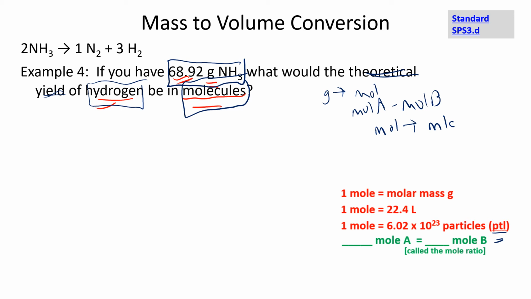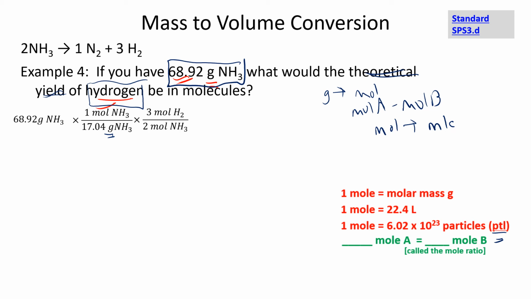So we're going to start our problem like normal. We've got our 68.92 grams of NH3. And I know that I'm going to have to get rid of grams of NH3, so that's going to have to go on the bottom of the first fraction. Remember that 17 I got from the molar mass. I now have to get rid of my moles of ammonia, so I'm going to use my mole ratio.